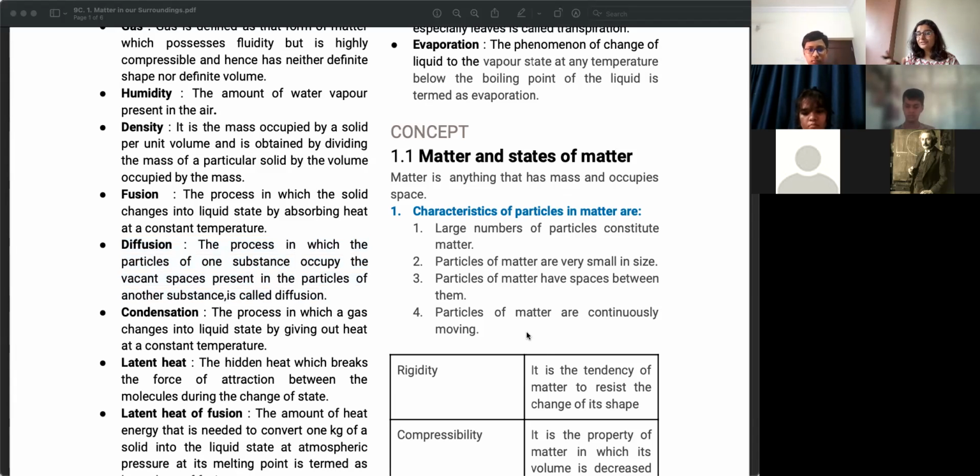So use the keywords to answer questions, okay? For that sort of question, say the particles of the perfume diffuse into the air, or due to the process of diffusion, the particles occupy the entire room, so we are able to smell it in the other corner. Use the word diffusion when you're answering such questions, okay?